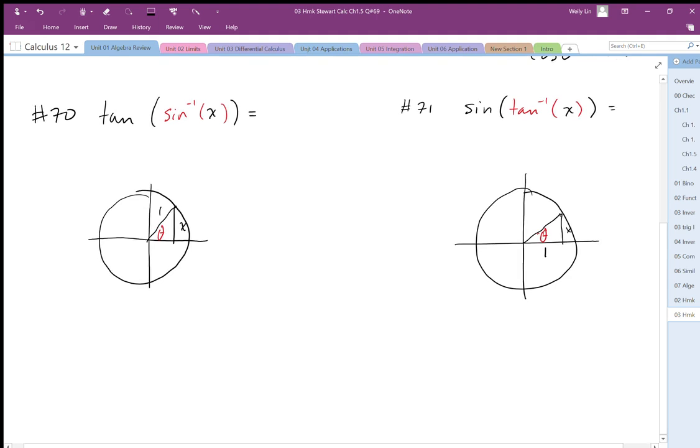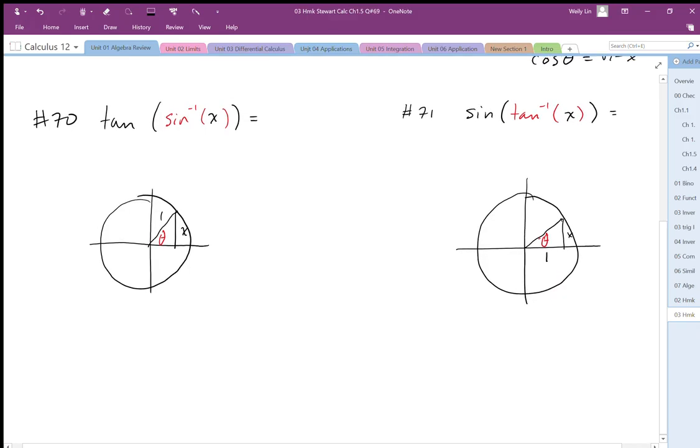Question number 70 from the chapter 1.5 problems asks us to simplify the expression tan of the arc sine of x. Notice here how I've colored this. The x and the tan are colored the same because they both represent ratios, and the arc sine is colored in red because it represents an angle.